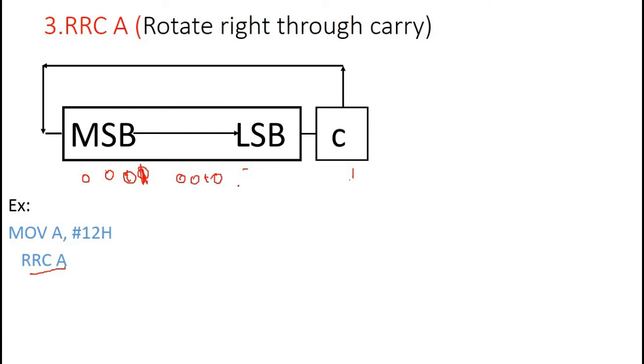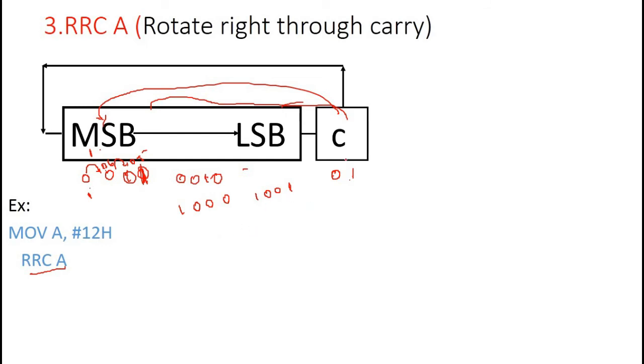This 0 is shifted to the carry flag, and this carry will be shifted to the MSB, that is 1. Means here 1. And this will be shifted to D6, and this will be shifted to D5. So what happens now? Here we get 1 0 0 0 1 0 0 1. Correct? I hope it is clear.